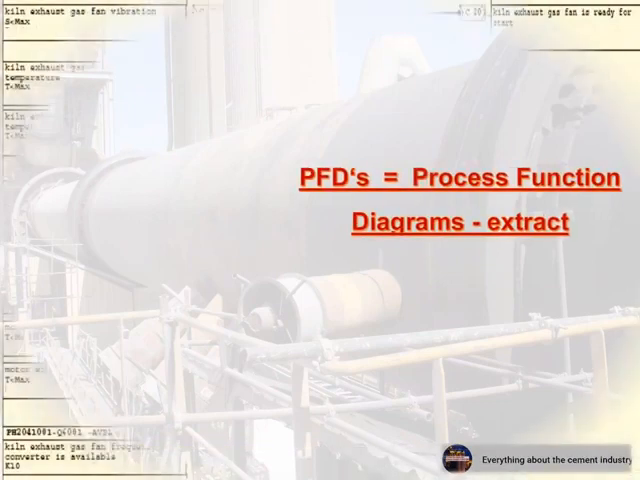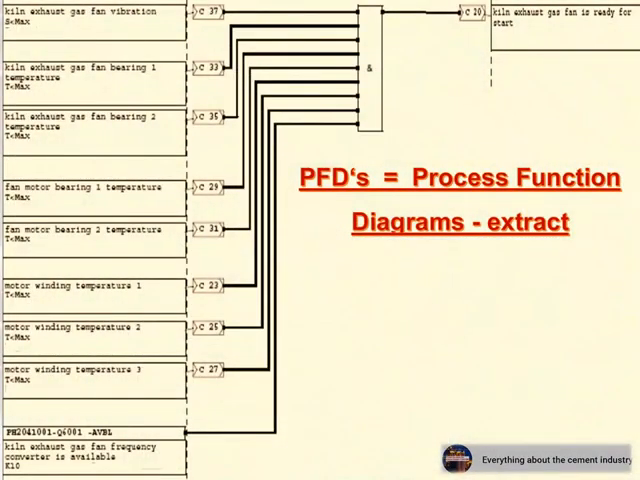PFDs mean process function diagrams. Process function diagrams of a rotary kiln in the cement industry can be seen, extract, in this diagram.